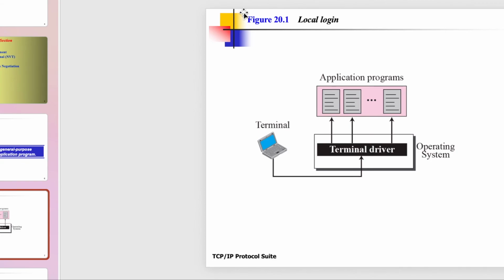So how does local logging work? When a user logs into a local time-sharing system, it is called local logging. As a user types at a terminal or a workstation running a terminal emulator, the keystrokes are accepted by the terminal driver. The terminal driver passes the characters to the operating system, and the operating system in turn interprets the combination of characters and invokes the desired application or utility. This is how local logging is initiated.